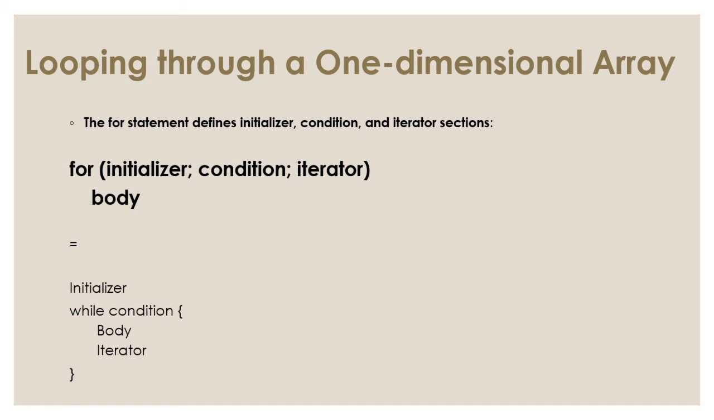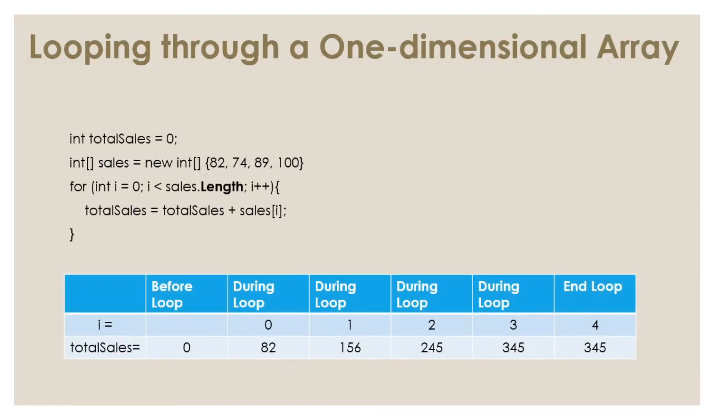So first, what we're going to do here is declare an integer named total sales. We're going to assign 0 to total sales. We also declare and initialize an integer array, sales, with 4 elements. What we're looking to do is to go through the array and add each element to the total sales variable that we have. What that's going to do is by the end of the loop, we're going to have all the numbers added together.